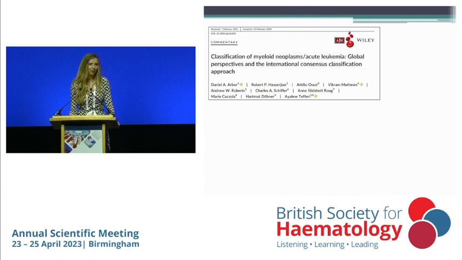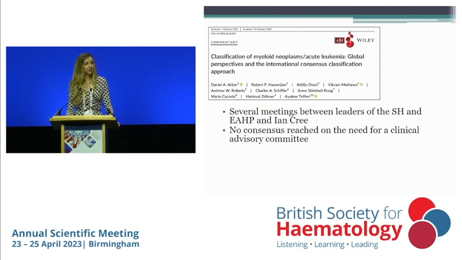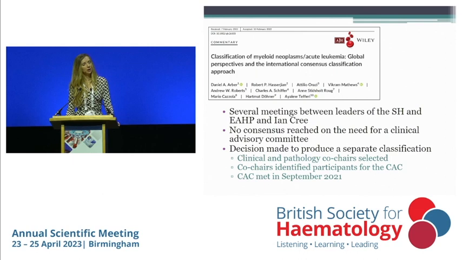unhappiness. And this was the original paper that was published by this new group, the International Consensus Classification Group, back in February of last year. What they stated in that is that they had had several meetings between the leaders of the hematopathology groups and the series editor of the WHO. They had made their statement clear that they wanted to continue with a clinical advisory committee, but there was no consensus reached. So the decision was that they would produce their own classification.